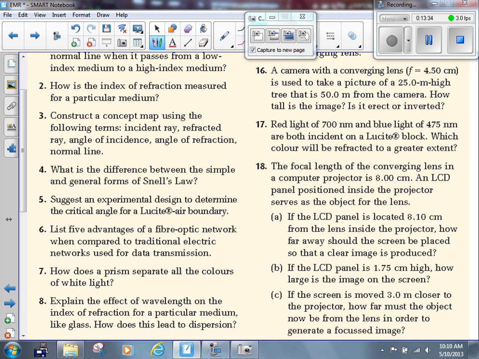No, we can see that the blue has a shorter wavelength already, right? You would see that the blue would have a larger angle of refraction. If it bends more, it's going to have a bigger theta 2 than red light will, right?